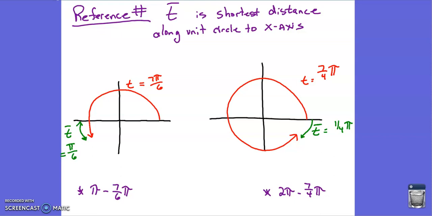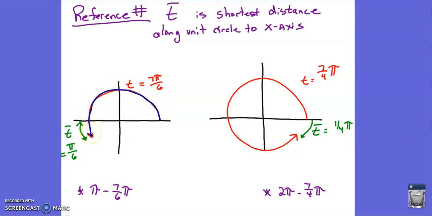All right, so we need to talk about the reference number. You should have learned this in geometry and in Algebra 2 class. We're going to denote it with a t with a bar over it. It's the shortest distance along the unit circle to the x-axis. So again, if I have t equals 7 pi over 6, I'm traveling from here to here. I go 7 pi over 6.